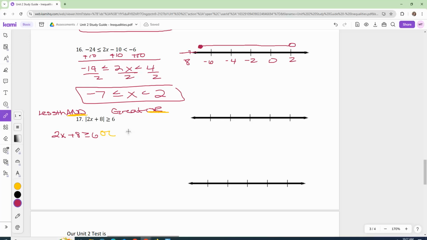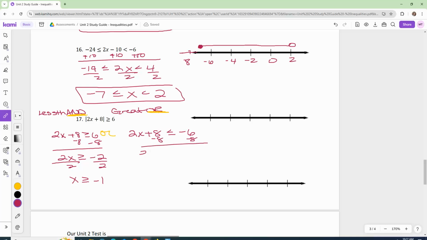What do we do on the second one? Flip your inequality and make it a negative 6. So now we're just solving 2 ors, just like we were doing on problems 13 and 14. We expect 2 separate answers. So to solve this, we subtract our 8. So we get 2x is greater than or equal to negative 2. Divide by 2, so x is greater than or equal to negative 1.